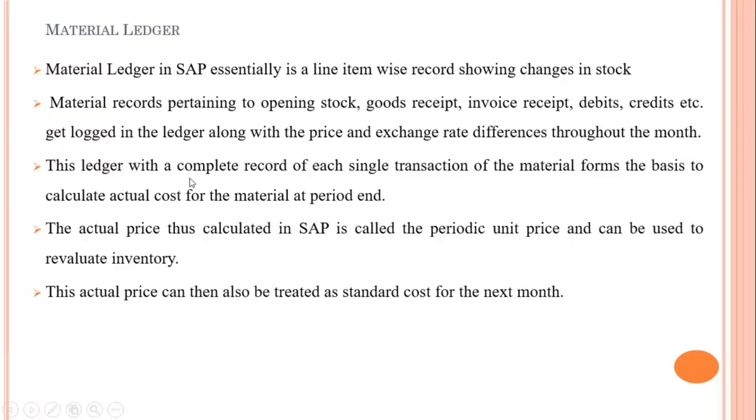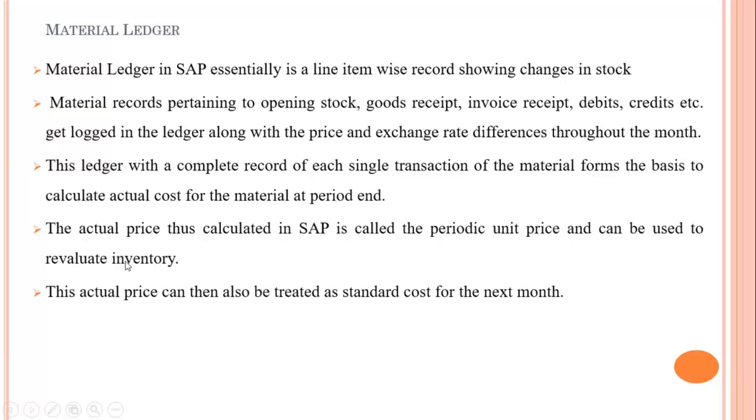So this ledger with the complete record of each single transaction of the material forms the basis to calculate the actual cost for the material at period end. That means the material ledger is responsible to store the complete record of every transaction related to the material in your company to calculate the actual cost of the material at the end.